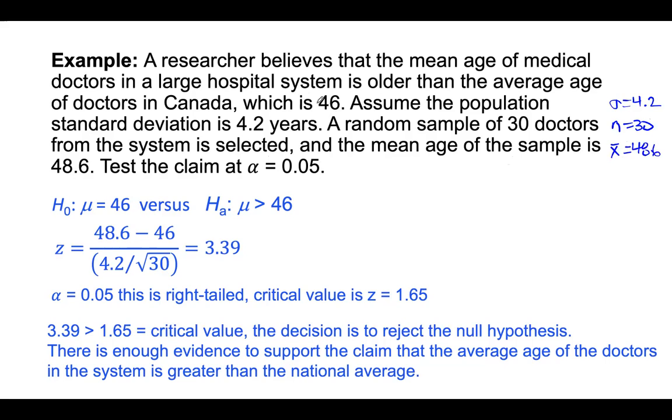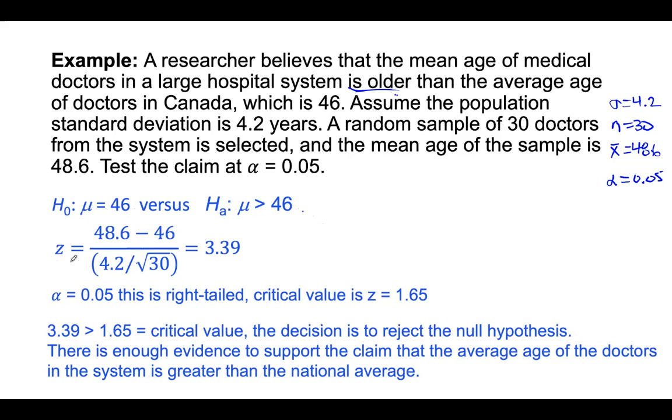So we want to test this claim at alpha equal to 0.05. We set up the null hypothesis. A researcher believes that the mean age of medical doctors is older than 46. So we want to test that the alternative is that the mean is greater than 46, the average age, versus the null that the mean is equal to 46.